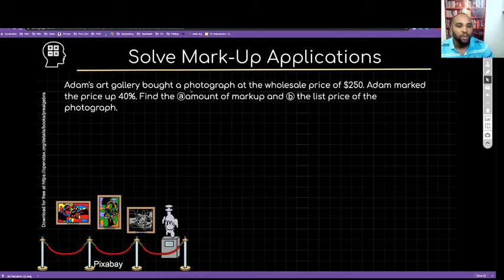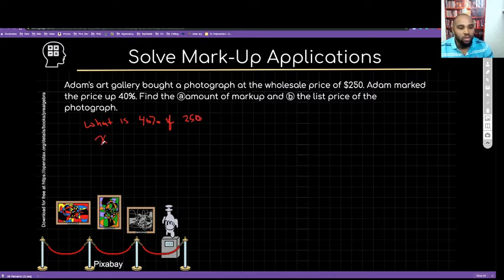Adam's Art Gallery bought a photograph at the wholesale price of $250. Adam marked up the price 40%. So $250 was the wholesale. He marked it up 40%. So find the amount of the markup first of all. Well, let's say it this way: what is 40% of 250? So that's the first question we're asking ourselves.